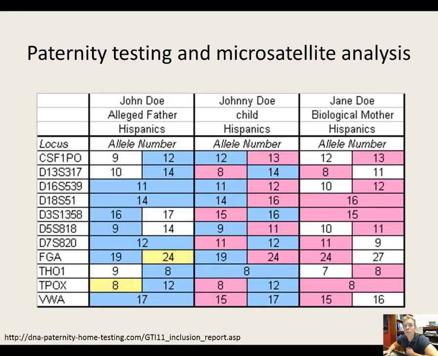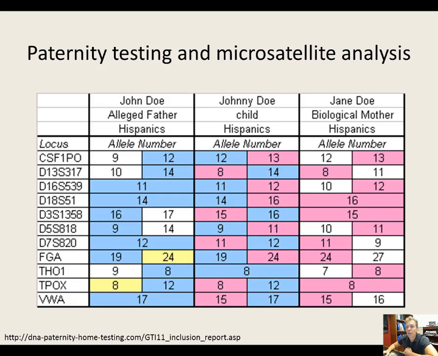For example, John Doe has 9 repeating units of this microsatellite CSF1PO, or 12 repeating units. In some cases, John Doe is homozygous for the microsatellite, meaning he inherited the same number of repeats from both parents. This is designated with a solid box shown here. For this microsatellite, he inherited 11 repeating units from both dad and mom.